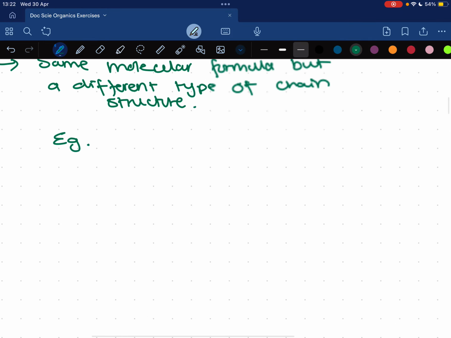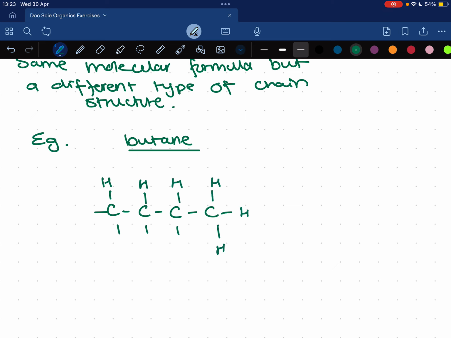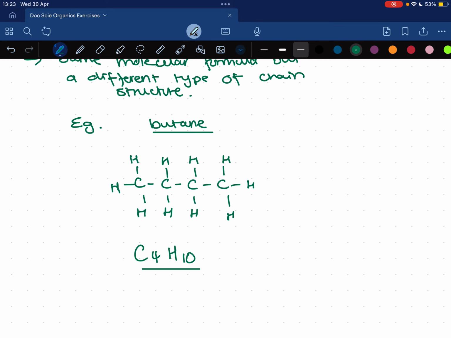of two chain isomers, would be if we took something like butane. If we see butane, it has 1, 2, 3, 4 carbons surrounded by the hydrogens. If we look at the formula, we would have C4 and then H. Remember, it's an alkane, so it's 2n plus 2, which will be 8 plus 2, which is going to be 10. You can double check: 1, 2, 3, 4, 5, 6, 7, 8, 9, 10. So this is the molecular formula.